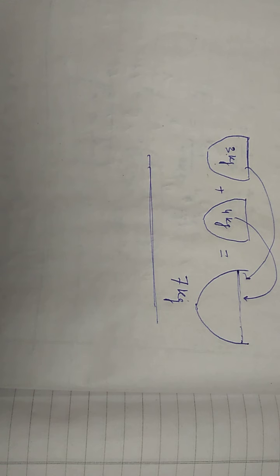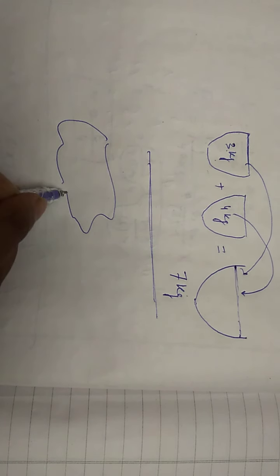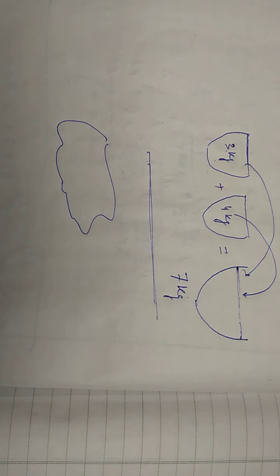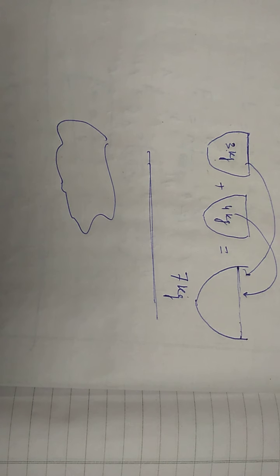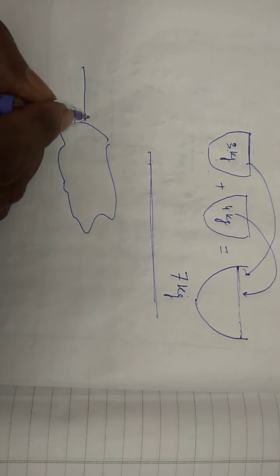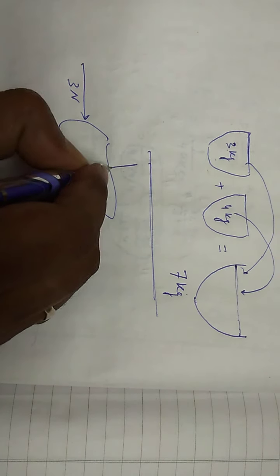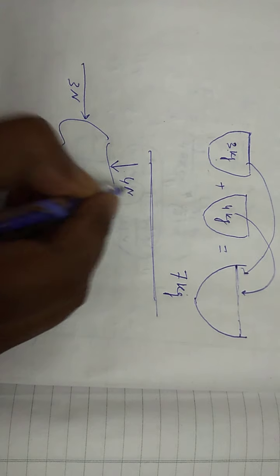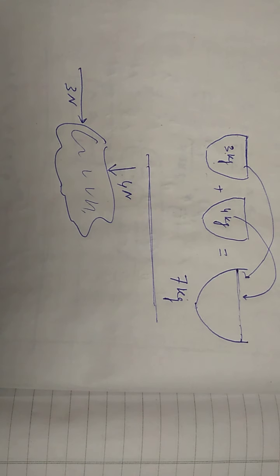Okay. So suppose here is an irregular, you can say it is a stone, and two forces are acting, and force is a vector quantity. Suppose in this direction a force of 3 Newton is acting, and in this direction 4 Newton force is acting. Clear? And this is a stone.